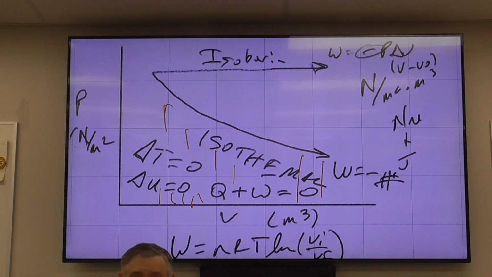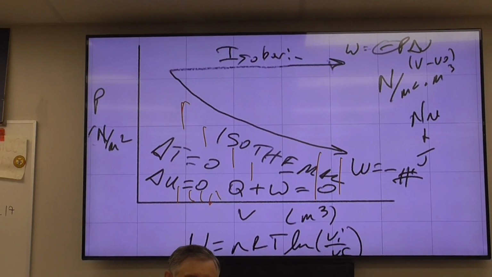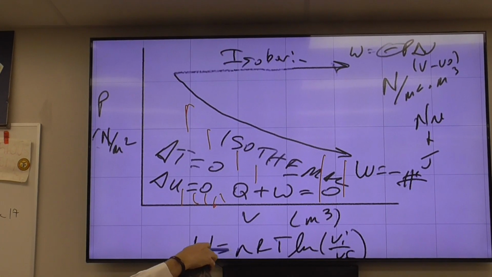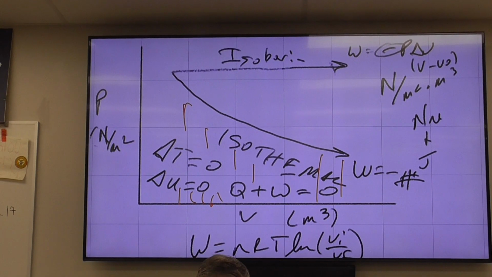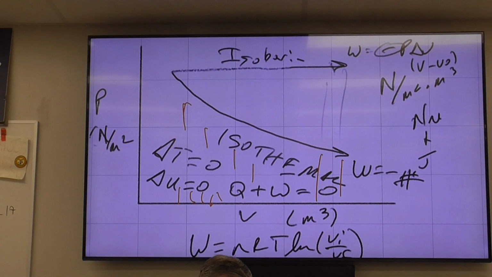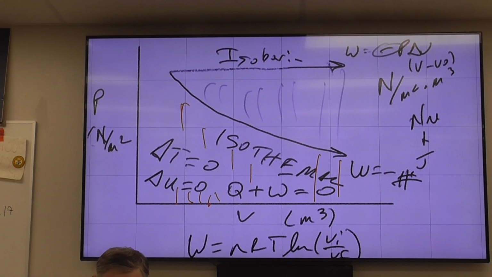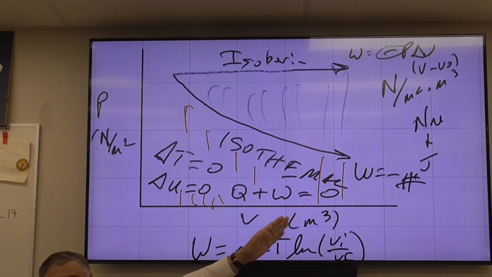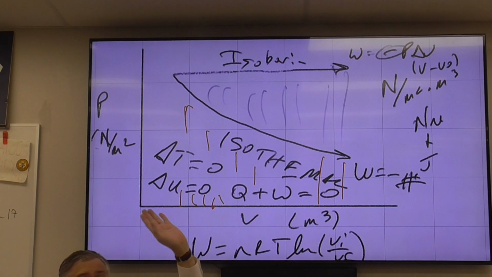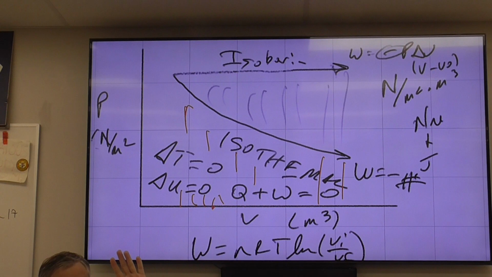So we put a negative sign out there to make that consistent, okay? Now, here's an interesting question. You have two ways to expand this gas. You can do an isobaric expansion, or you can do an isothermal expansion. In both situations, I go from 0.1 to 0.5, whatever the numbers are. In both situations, I have the exact same change in volume.